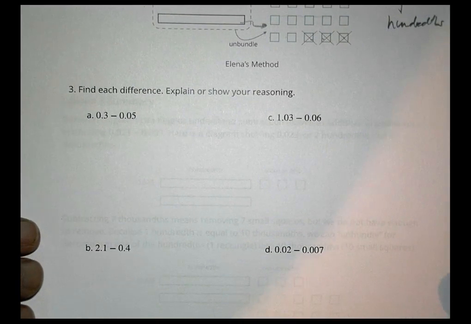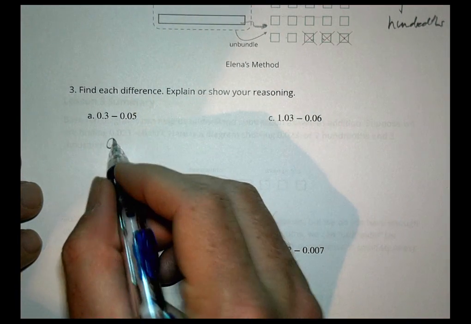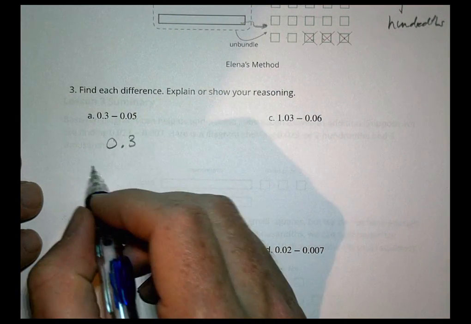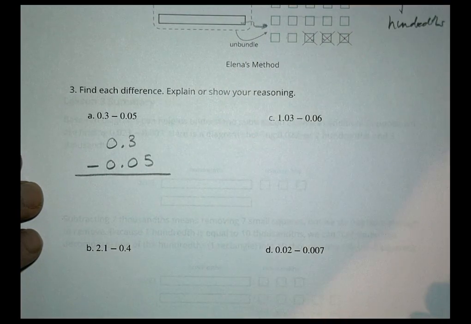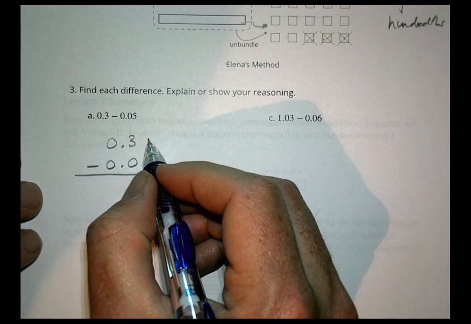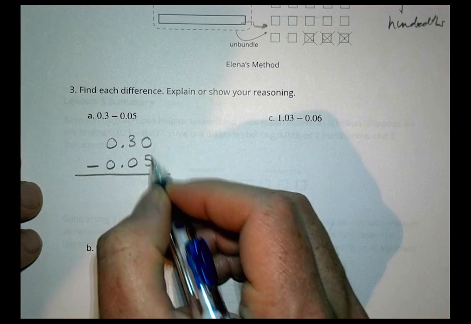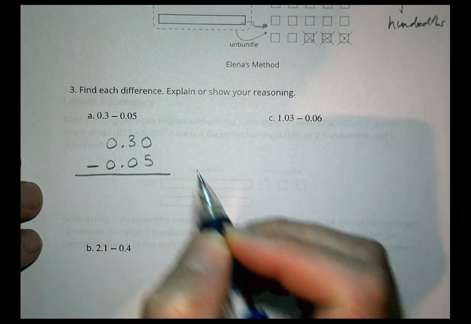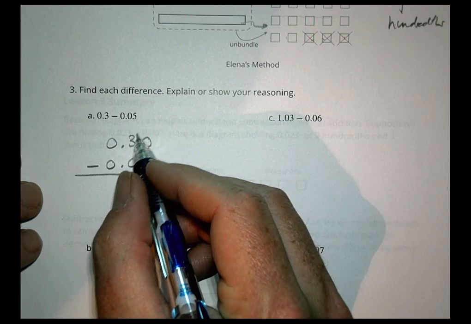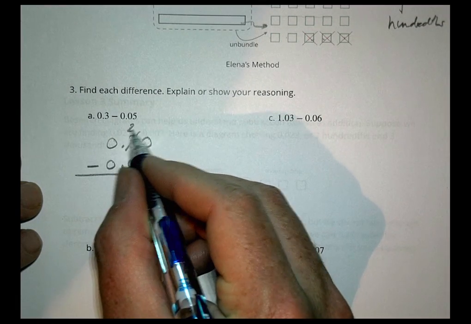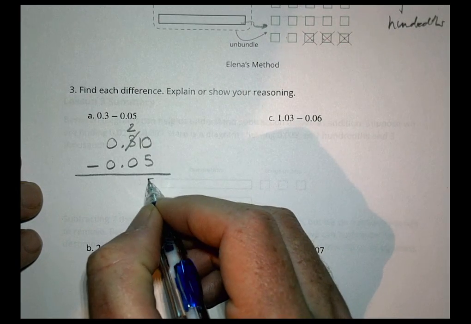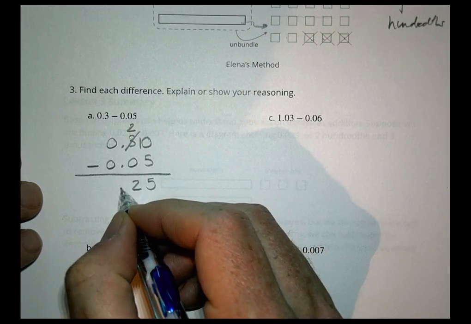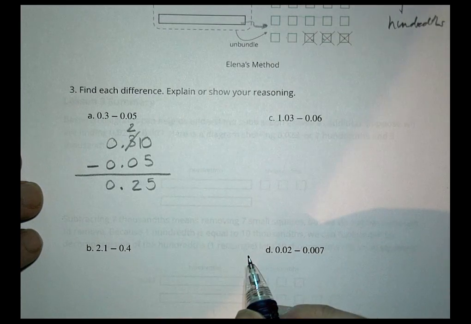So find the difference and explain or show your reasoning. It's important to line these things up, right? So 0.3 minus 0.05 looks like that when we line it up vertically. I'm going to add a 0 there so I can see that 0 cannot take away from 5. You can't do 0 minus 5. So I have to borrow, which means unbundling that. So it becomes 2 and a 10. 10 minus 5 is 5, 2 minus 0 is 2, and there's my decimal, and I'm okay.